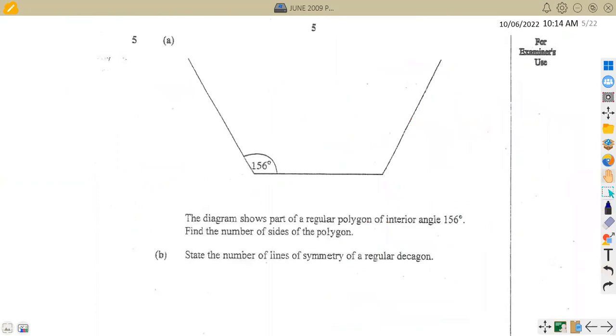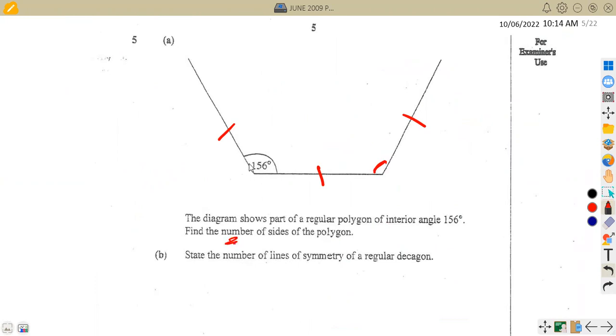Number 5, the diagram shows part of a regular polygon. This is part of, it means it's an incomplete diagram that you are seeing there, with an interior angle of 156 degrees. Find the number of sides of the polygon. Okay, take note here, there were so many ways. This is a regular polygon, meaning to say all these sides are equal and also all these angles are equal. Since we want to find the number of sides, there are so many ways we can use this concept.